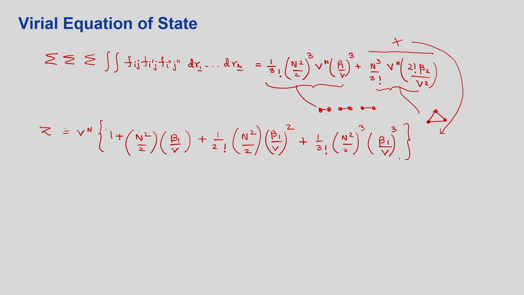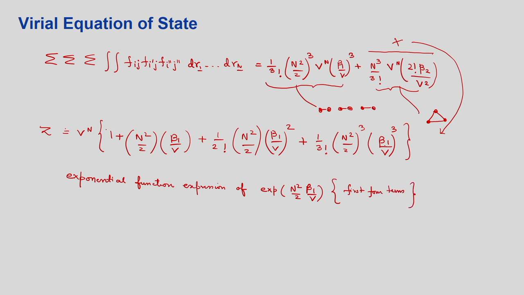If you look at this expression carefully, this is nothing but a series expansion, the first four terms of the exponential expansion of e to the power of this expression, the exponential of n square by 2 into beta 1 by V. You can write here the first four terms of the expansion of the exponential term of this expression. We will worry about beta 2 later.